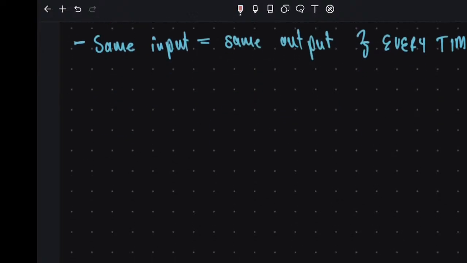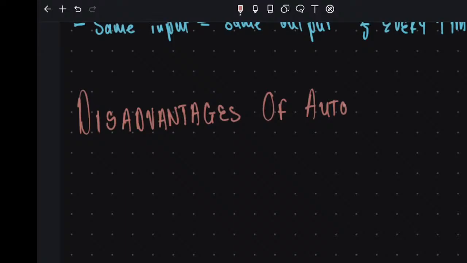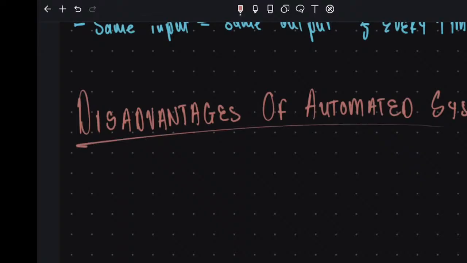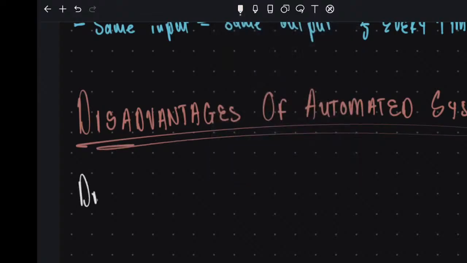What about the disadvantages? Disadvantages of automated systems. What are the disadvantages of automated systems? What do we have as disadvantages? Well, disadvantage number one.